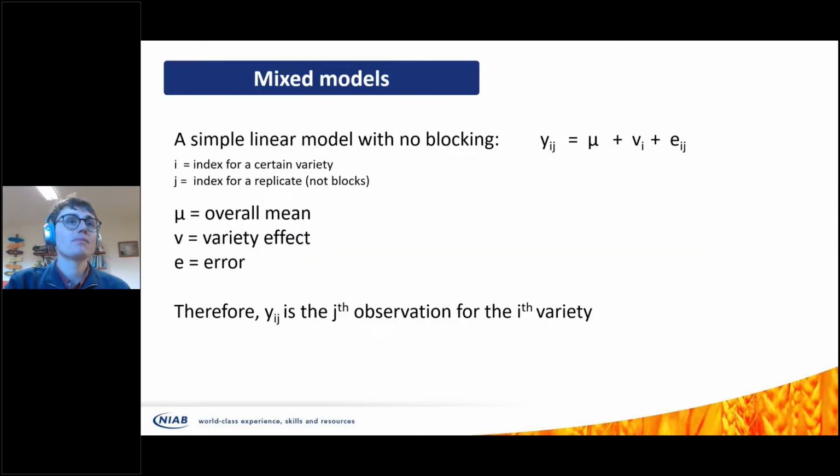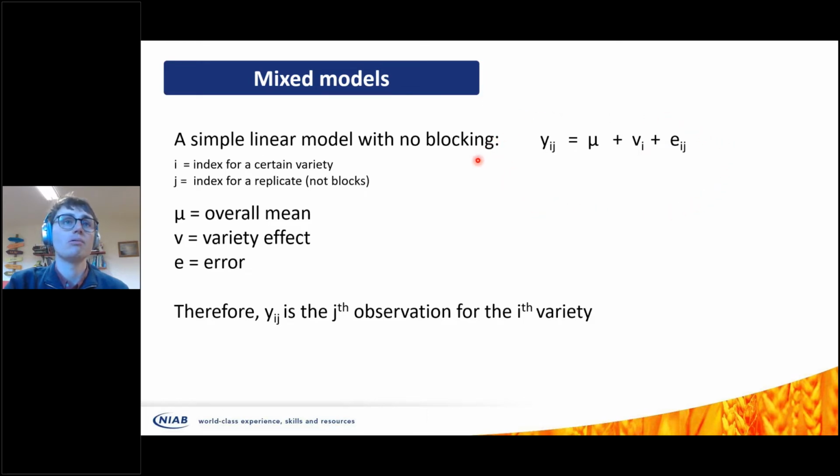So the mixed model. If we go back to our very simple model here, we can estimate an individual plot yield in the trial by adding our variety effect, indexed by i for a certain variety, whatever is in that plot, plus the experimental mean, plus the residual error, and that will give us that plot yield. So this is what we're ultimately doing when fitting a linear model.